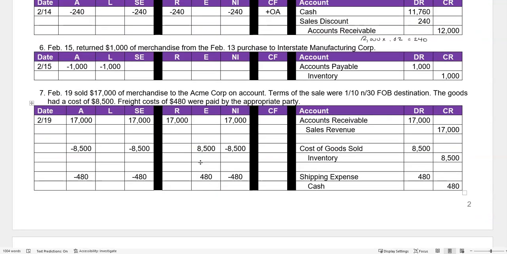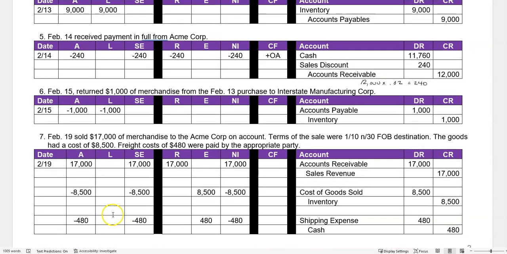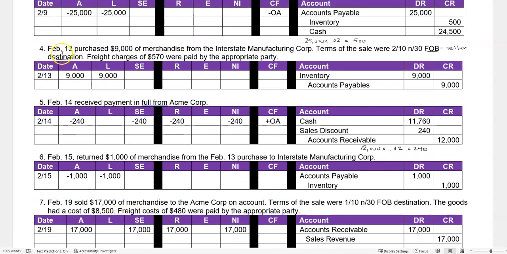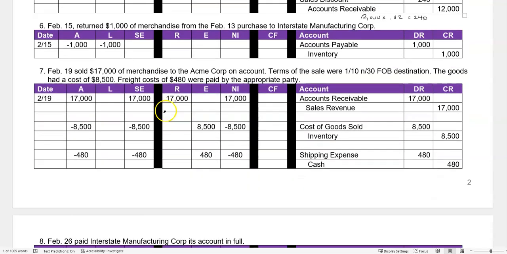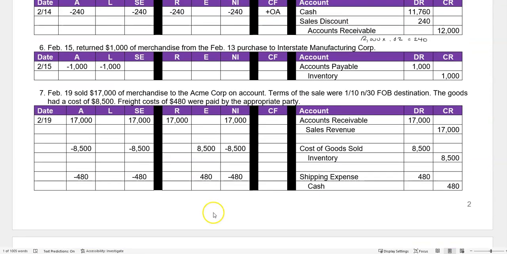All right. Moving on. February 26th, we pay Interstate Corp its account in full. So let's look at this. First and foremost, when did we buy from Interstate? We bought on the 13th. Terms were 2/10, n/30. So day 10 would be the 23rd. It is the 26th. So we are outside the discount window. So we do not get a discount, so we're going to have to pay the full amount.